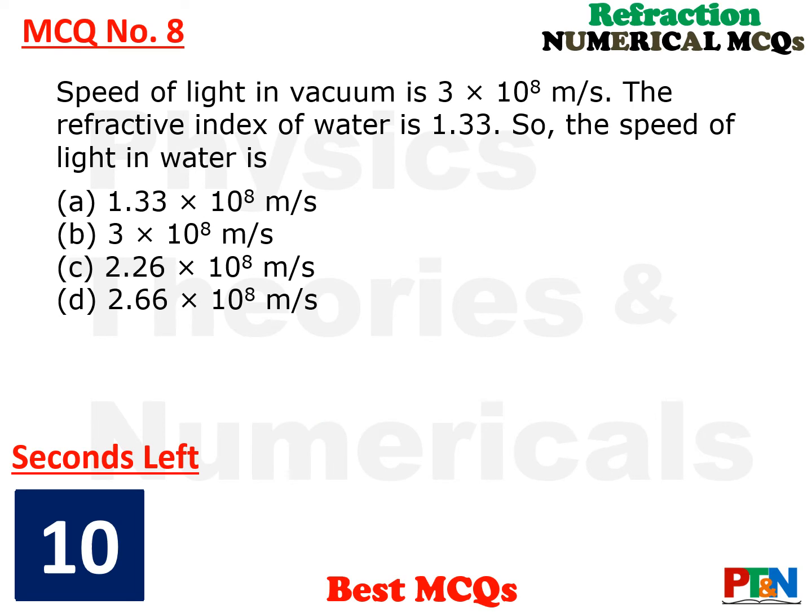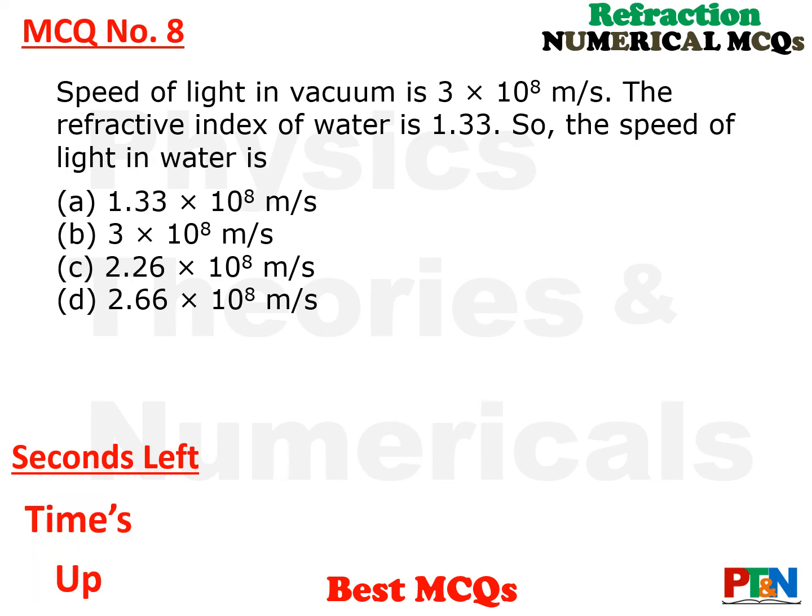Next MCQ, an easy one. Speed of light in vacuum is 3 into 10 to the power 8 meter per second. The refractive index of water is 1.33. So what will be the speed of light in water? 10 seconds time. Your time starts now. Time's up. Let's see the answer.